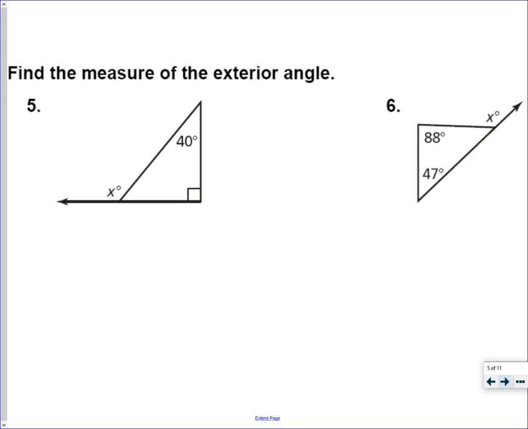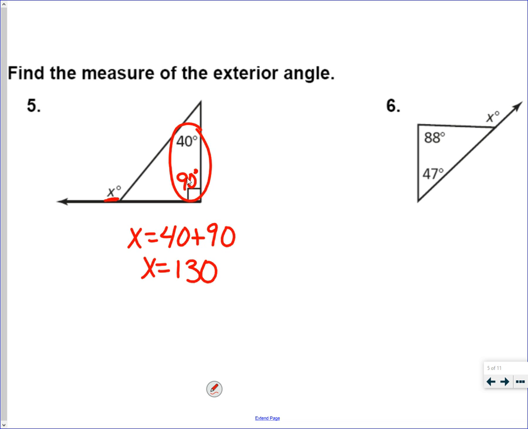In number 5, you know the right angle is 90 degrees. So I could just say that x is going to be these two added together. So that angle is 130 degrees for that exterior angle. If you went the long way around, you could say, well, if I've got a 90 and a 40, this would have to be a 50 to make 180 degrees.